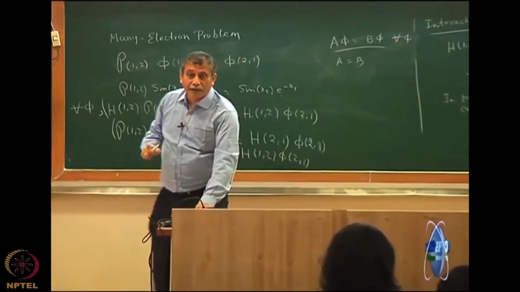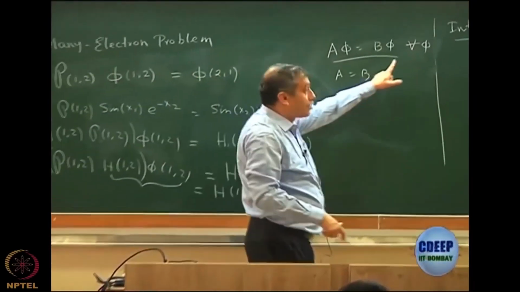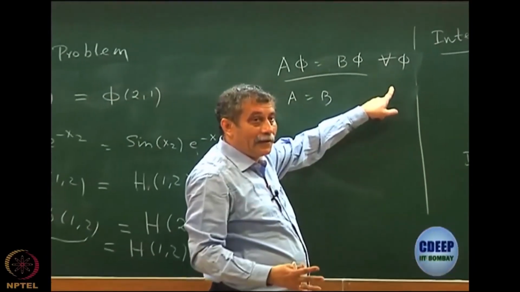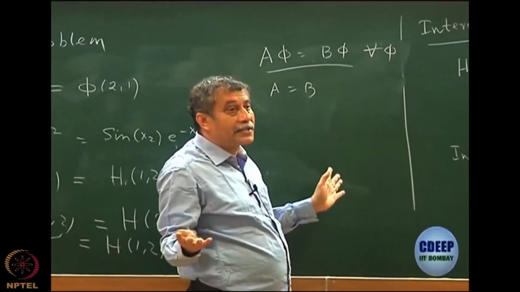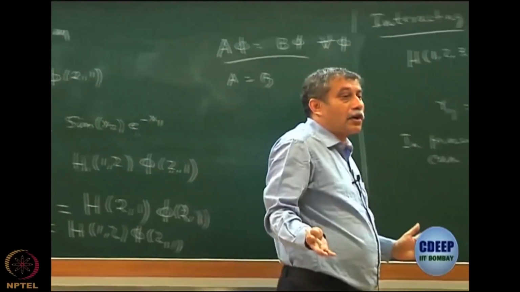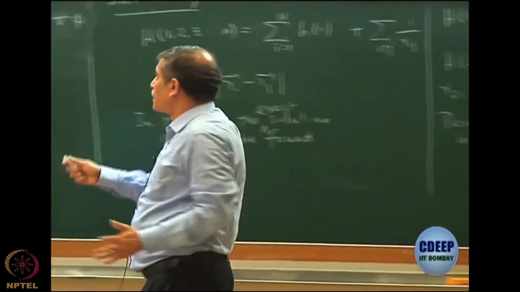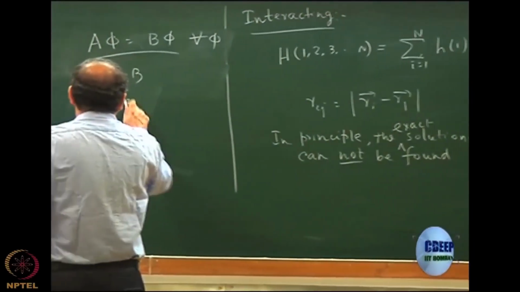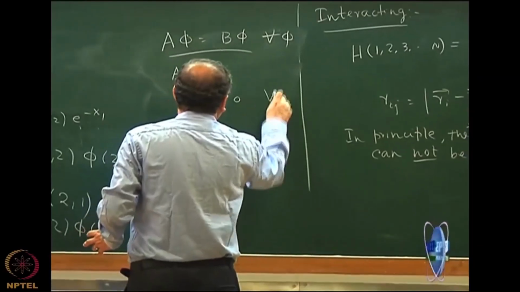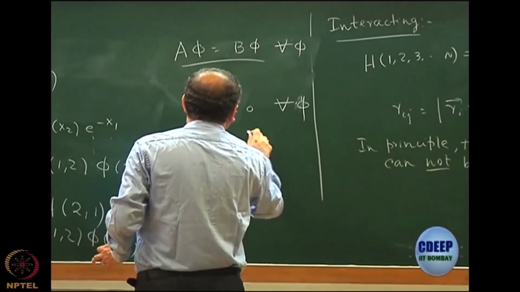So, that is very important. This again, please understand this symbol, arbitrary phi, any phi. But if it is true only for a set of phi, then it is not necessarily true. The same goes for the null operator. So, for example, if A phi is 0 for all arbitrary phi, then A is a null operator.